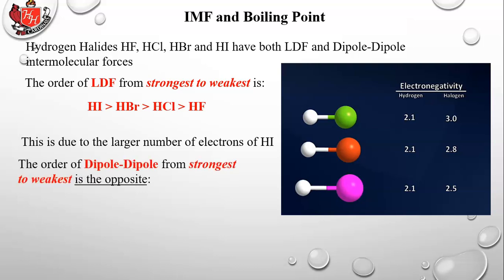So now let's look at the order of dipole-dipole from strongest to weakest, and it's the opposite. It's exactly the opposite order. HF has the highest electronegativity difference. That makes it the most polar molecule, and therefore it has the strongest dipole-dipole forces between it and other HF molecules, followed by HCl, HBr, and HI. HI has the smallest electronegativity difference between hydrogen and iodine, therefore it has the weakest dipole-dipole forces.